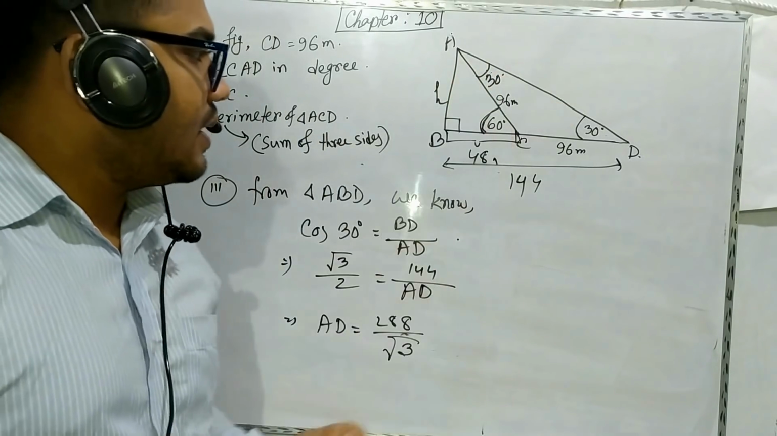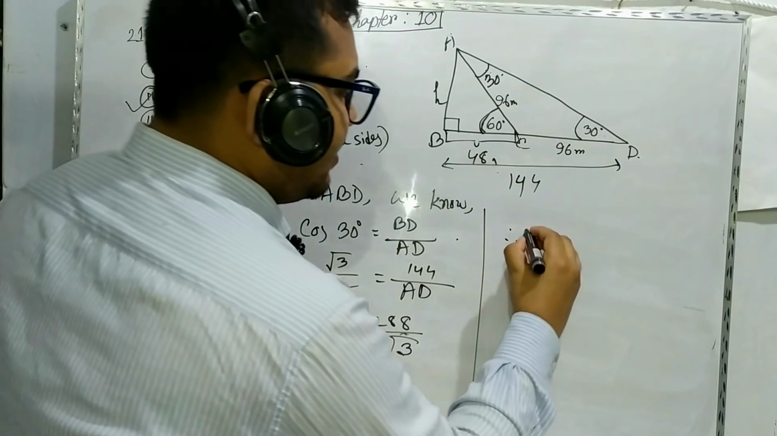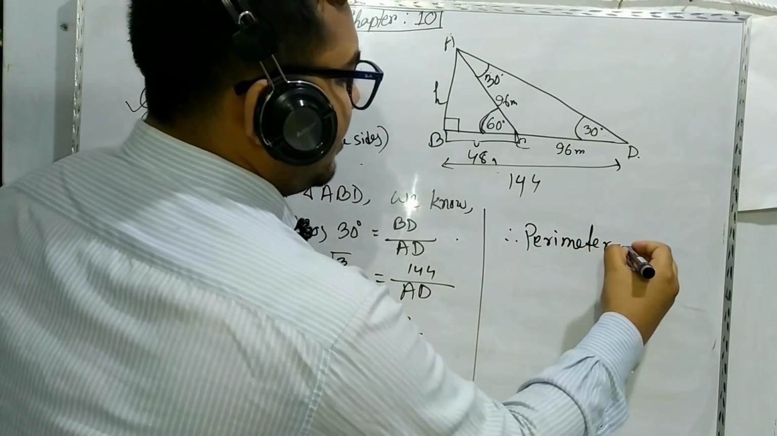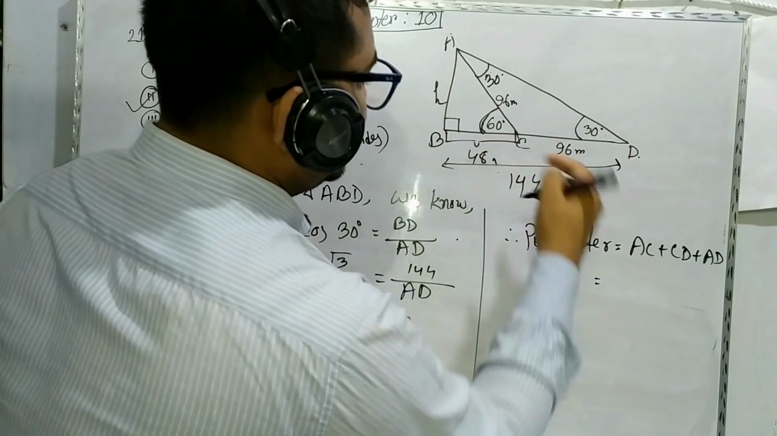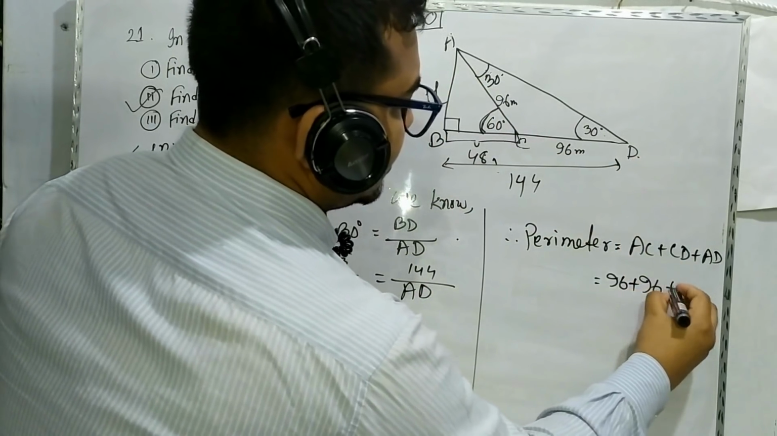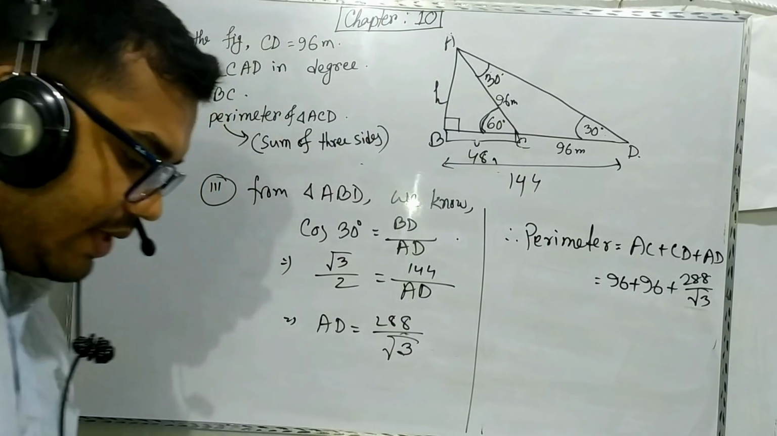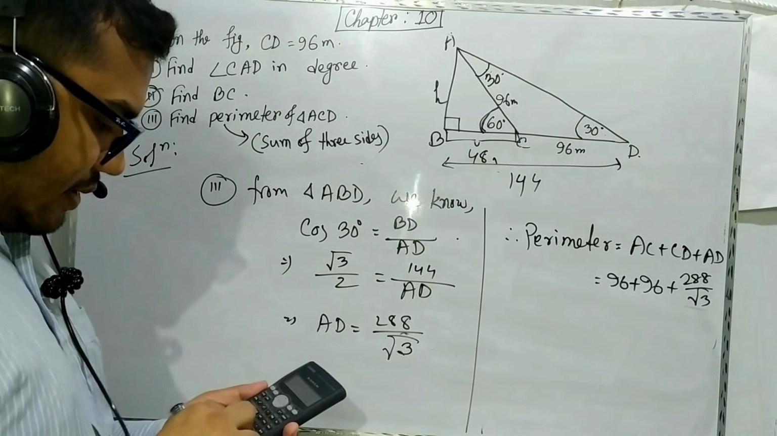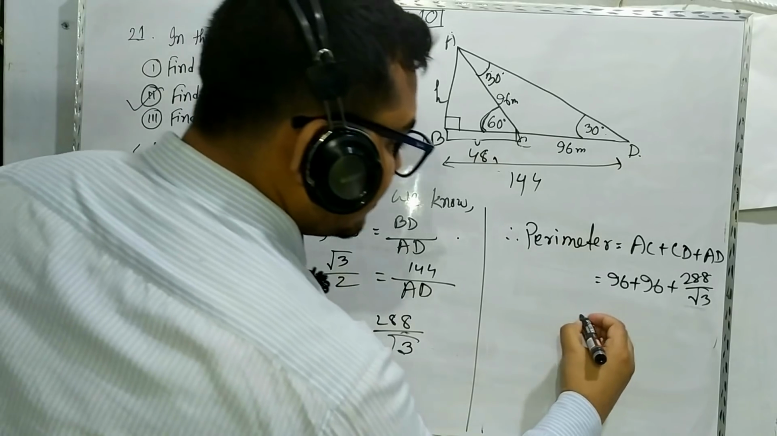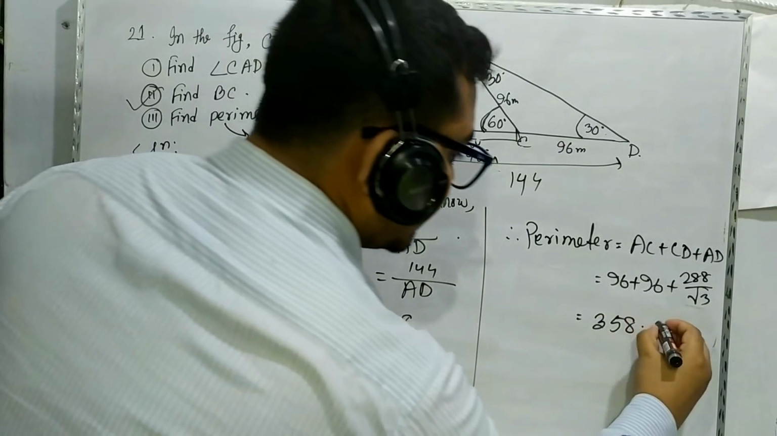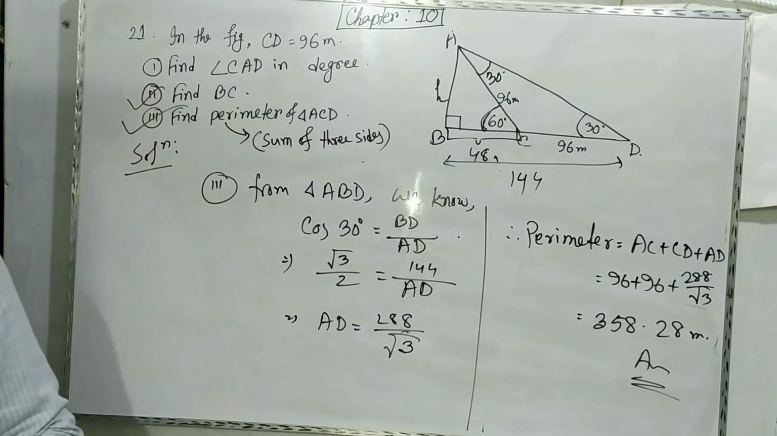Now we get the value of AD, and we know AC equals 96 and CD equals 96 because of the same angles. Now the perimeter will be AC plus CD plus AD, where AC was 96, CD was 96, and AD was 288 by root over 3. If we calculate all of this, 96 plus 96 plus 288 by root 3, that will be 358.28 meters. So this is our answer. This is how we can find the value of number 3.